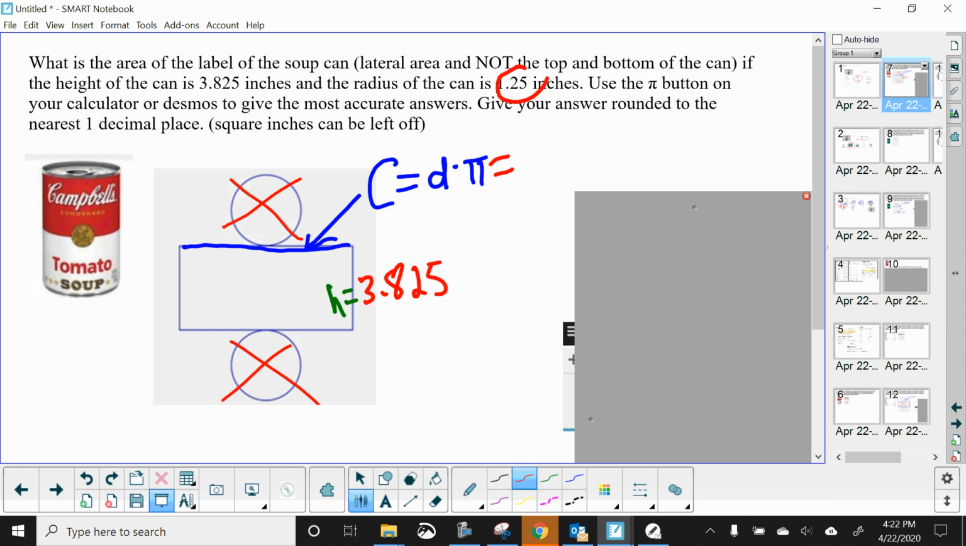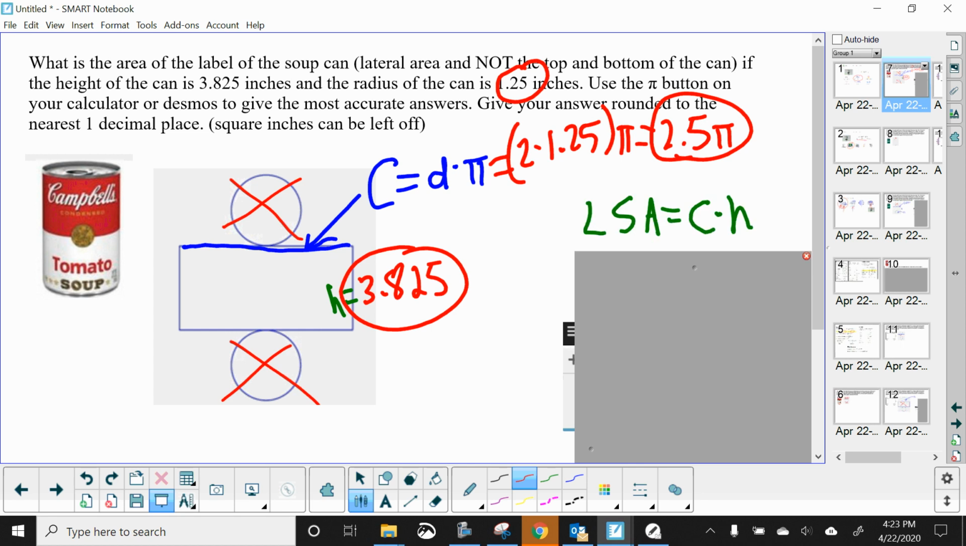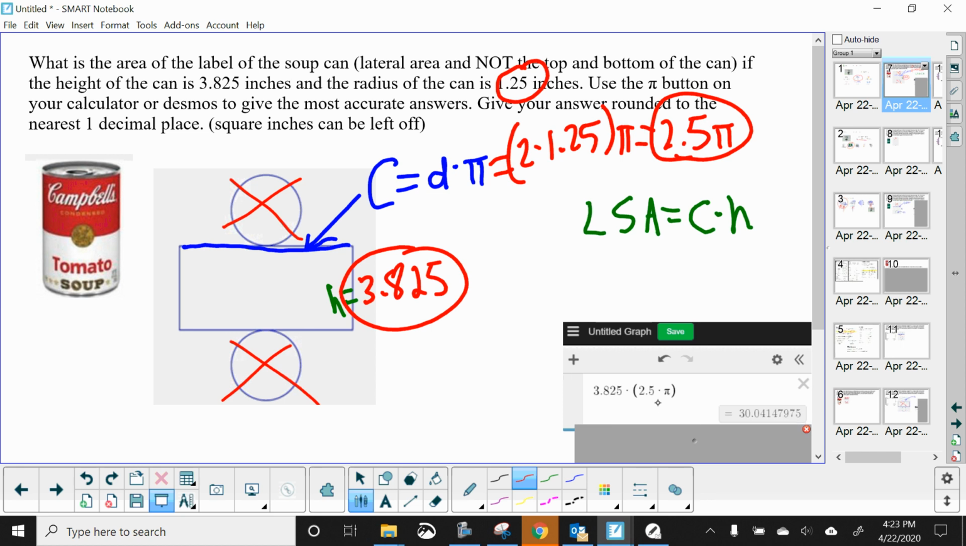Well, we were given the radius. So twice 1.25 is going to be 2.5 pi. So that's going to be our circumference. And then times the height is going to be our lateral surface area. Circumference times height. And so this is what we end up with in problem number 1.